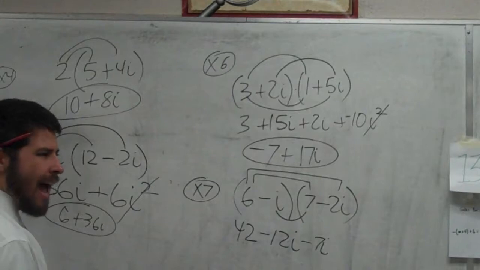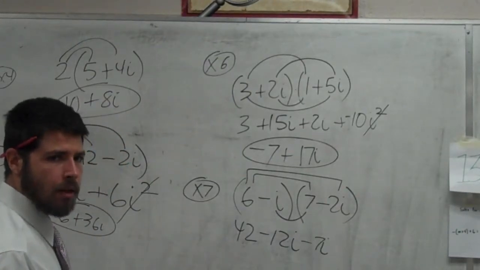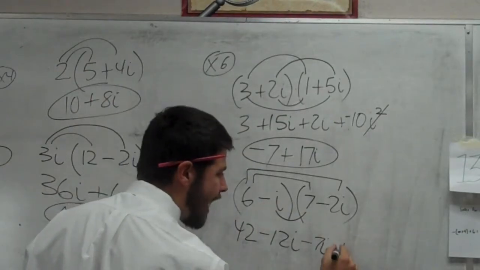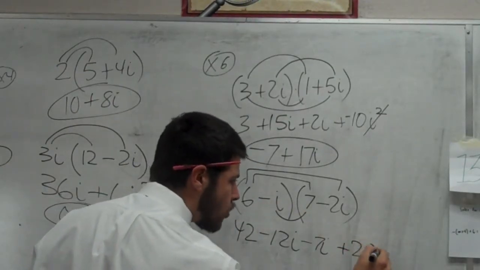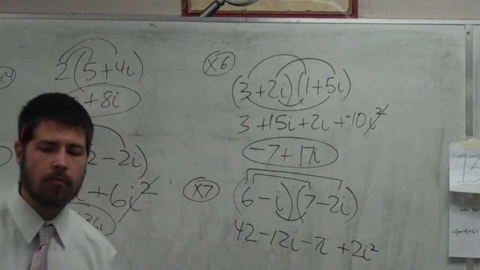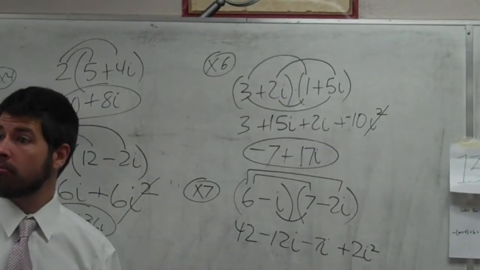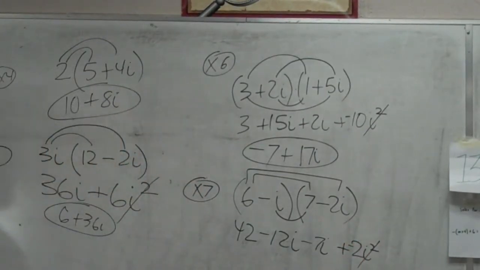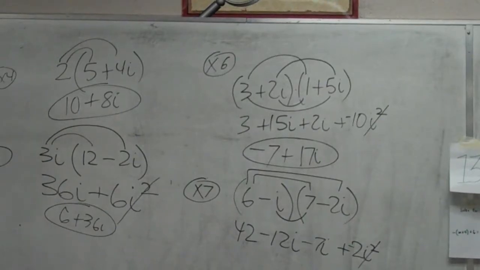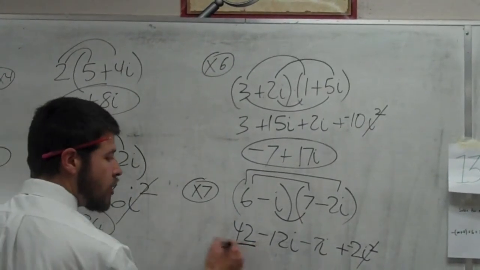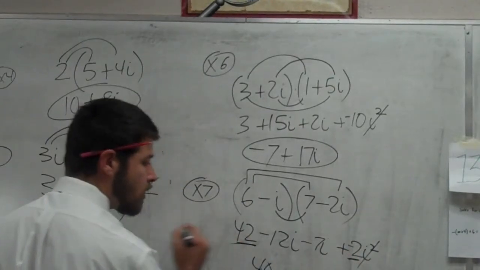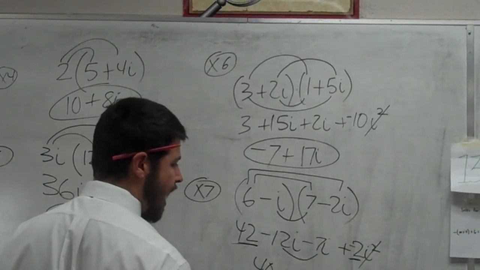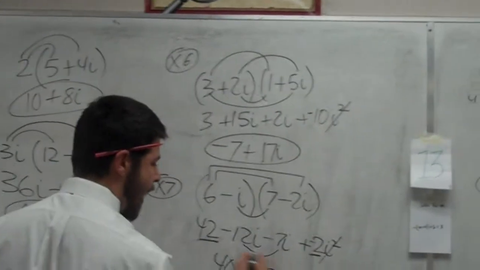And last times last, be careful with this part. This is the trickiest part of all of it. Negative i times negative 2i is a positive 2i squared. Right? What is positive 2i squared? Negative 2. I crossed it out and I changed the sign. What is my real part of this? My real part is 42 minus 2, and that makes 40. And my imaginary part is negative 12i and negative 7i, which is negative 19i.